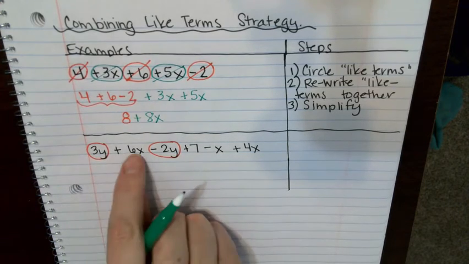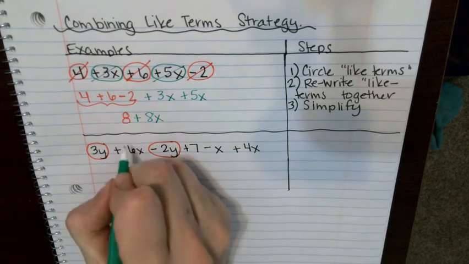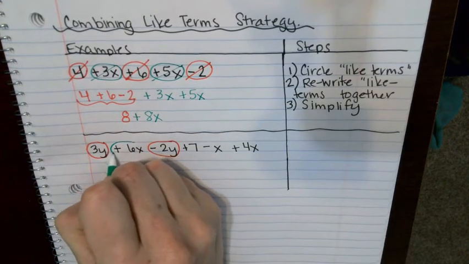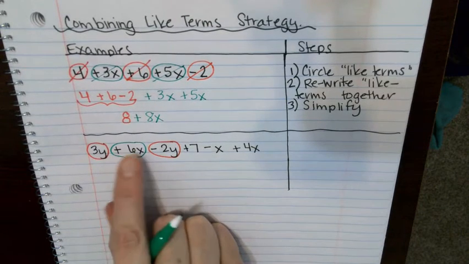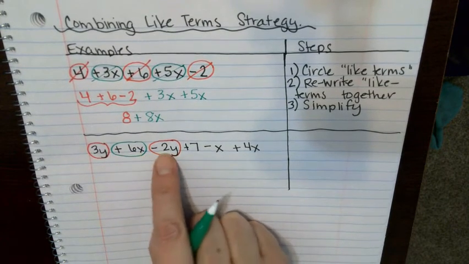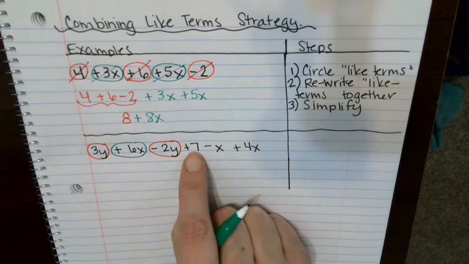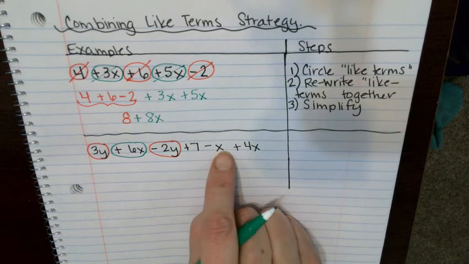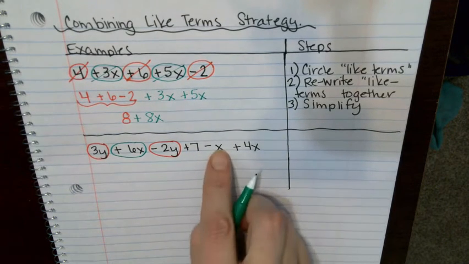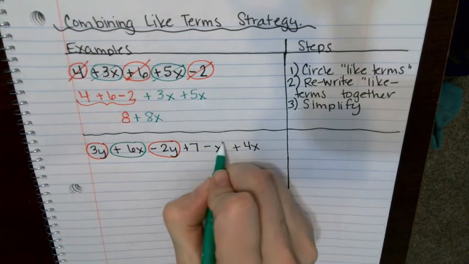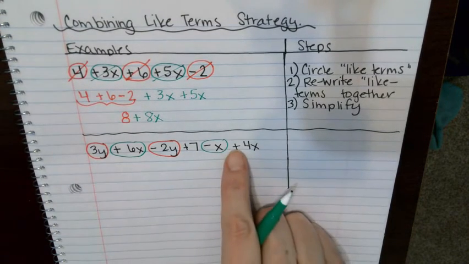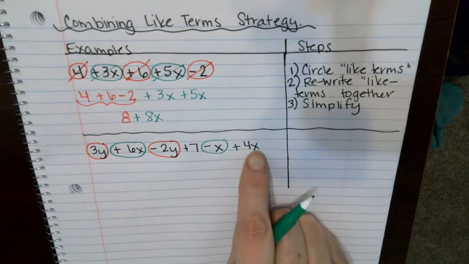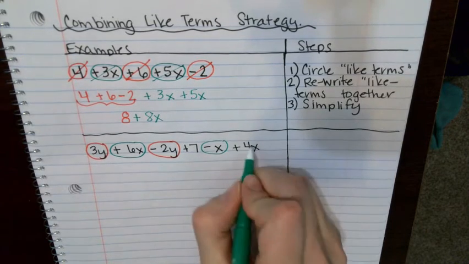My next term is 6x. That's the next one I'm going to circle. And what am I doing with it? I'm adding it, okay? So I'm going to circle the term, circle the sign that goes with the term. Then I'm going to keep going down the line. This is not like 6x, but this is. Circle the sign, circle the term that goes with the sign. Okay? So is this. Circle the term, circle the sign that goes with the term.